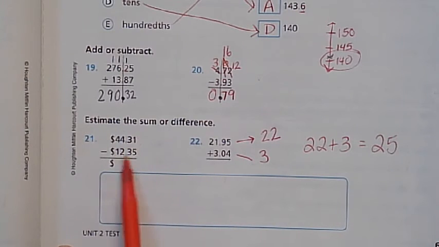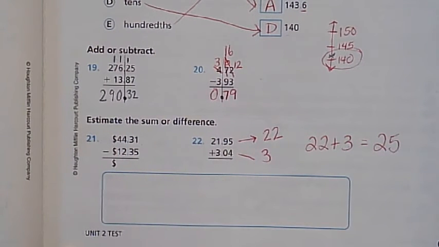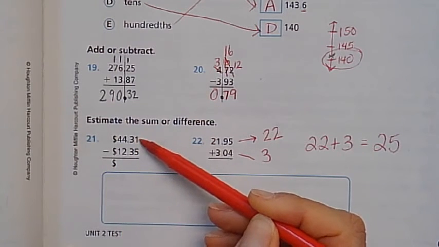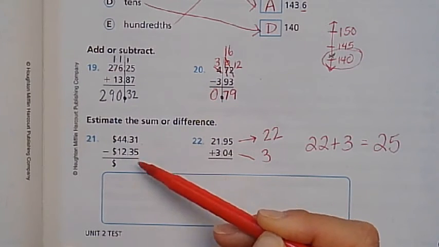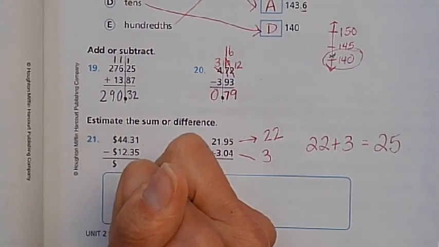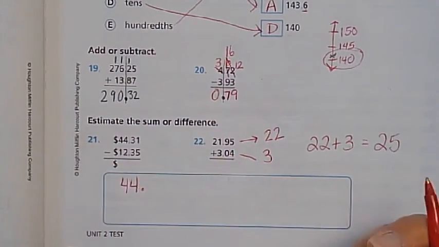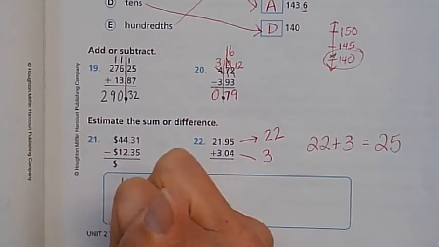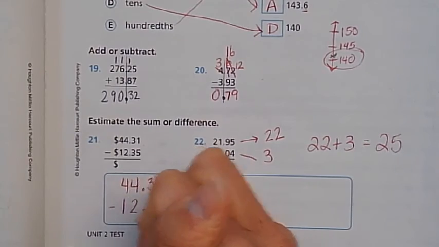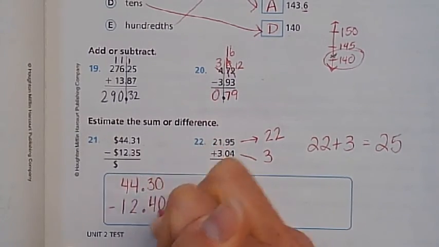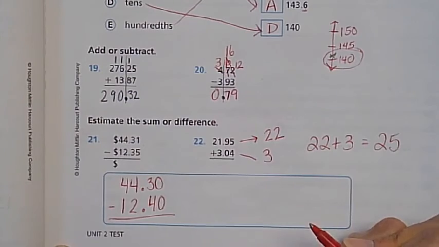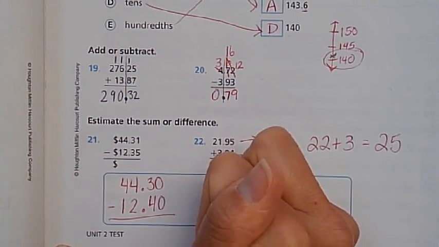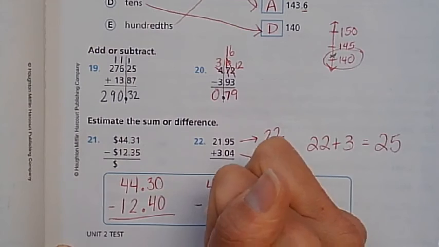Estimate the sum or difference. For these, I'm looking at what's pretty close. So I see that I've got like 31 and 35. This one might be one where I want to keep the cents, and maybe I want to do this as 44 and 30 cents minus 12 and 40 cents. I could even round this to the nearest dollar, so 44 minus 12.